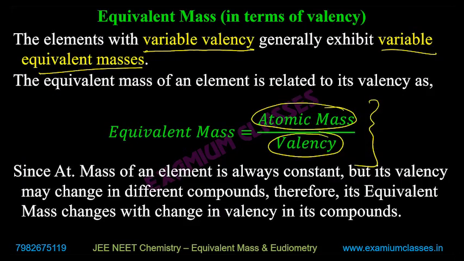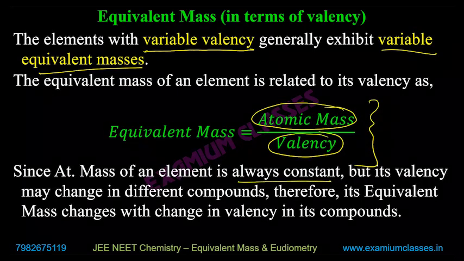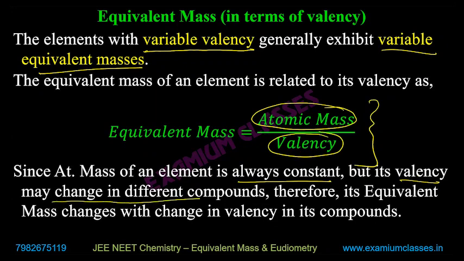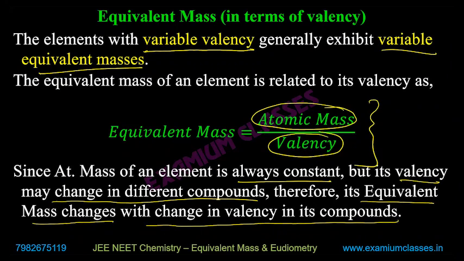Since the atomic mass of an element is always constant, but its valency may change in different compounds, its equivalent mass changes with change in valency in its compound.